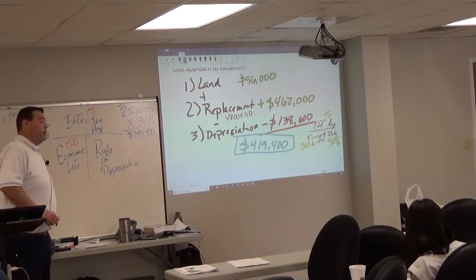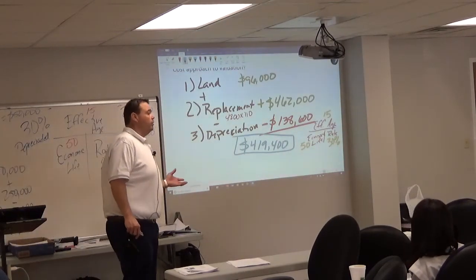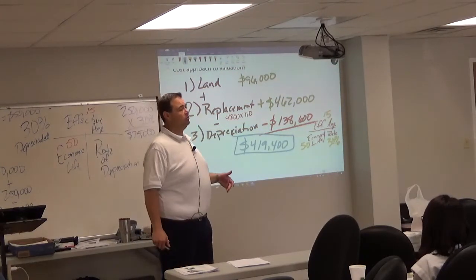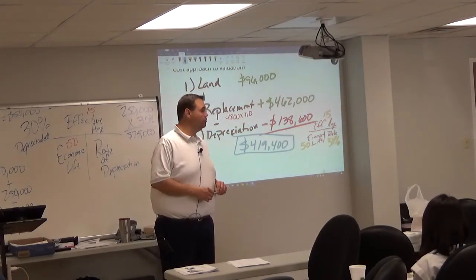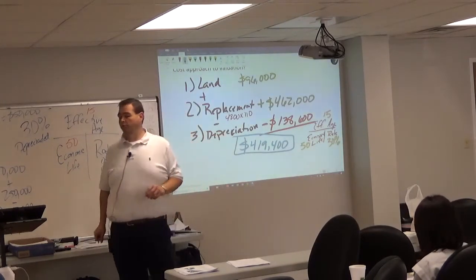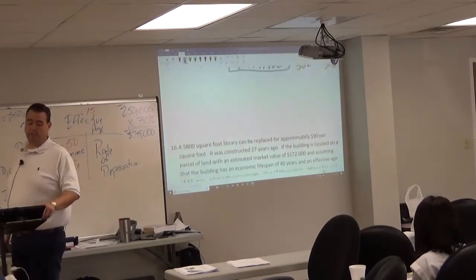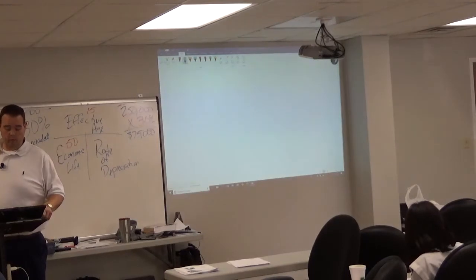Again, just make sure you follow those 3 steps. Land value, plus replacement cost, and then minus the depreciation just of the structure. Alright, I want you guys to do the next one. We're going to take a few minutes and work on the next one.